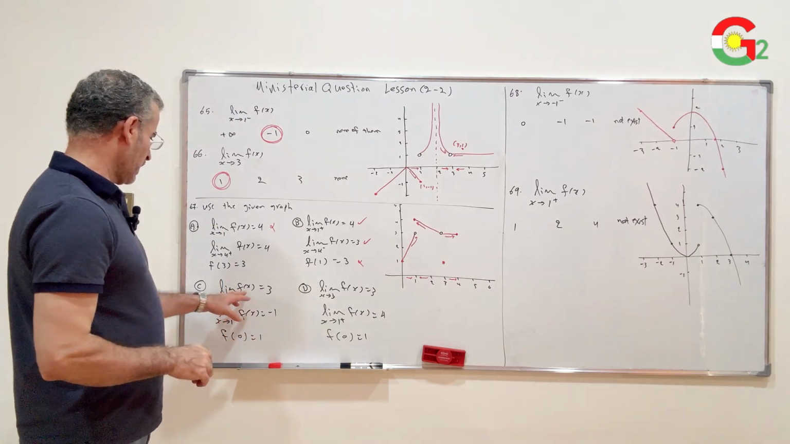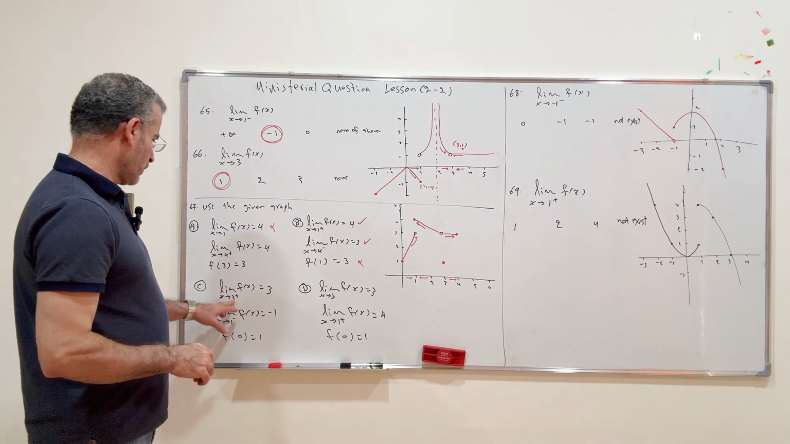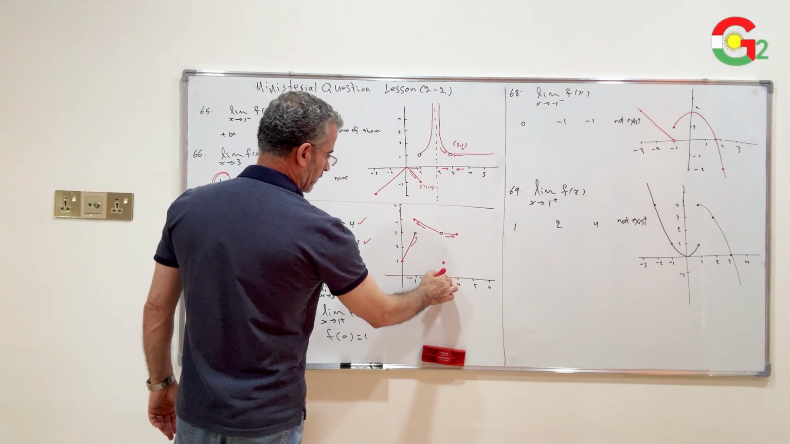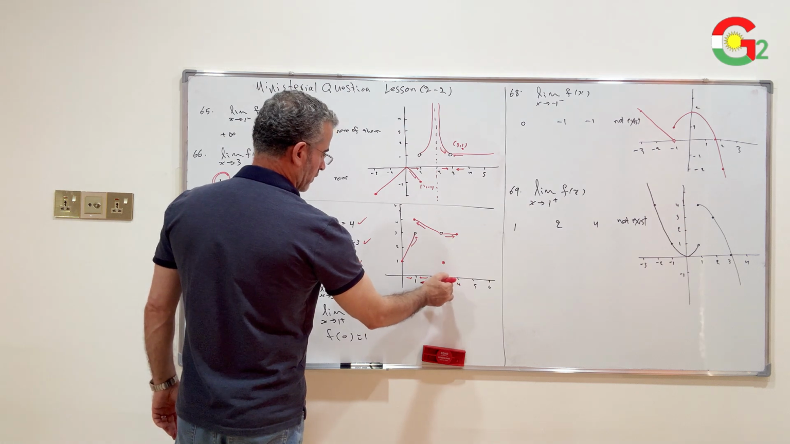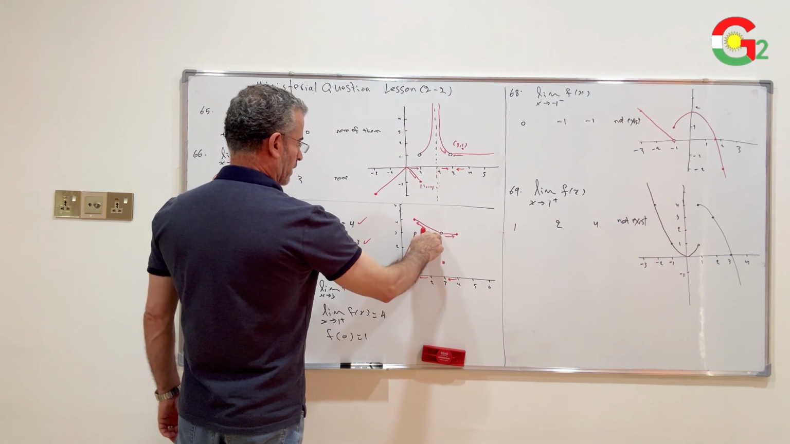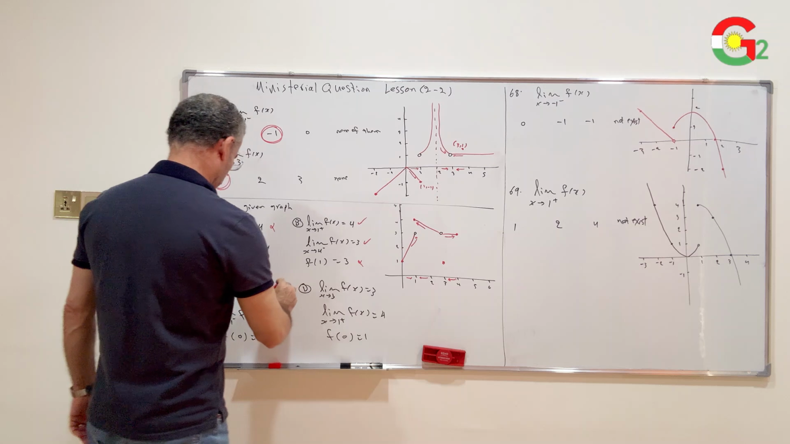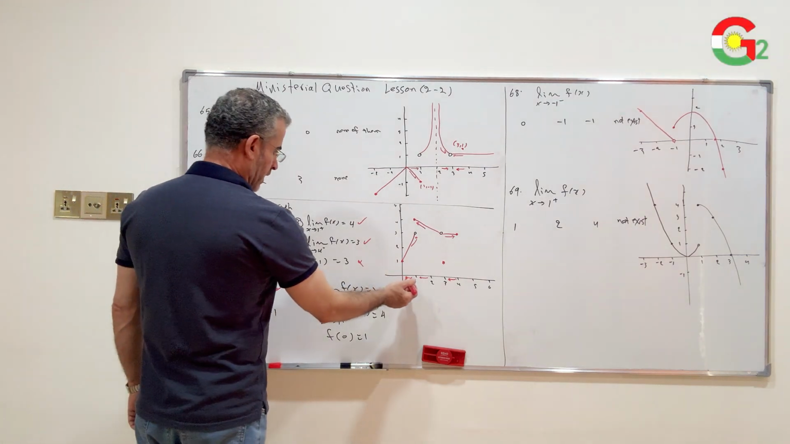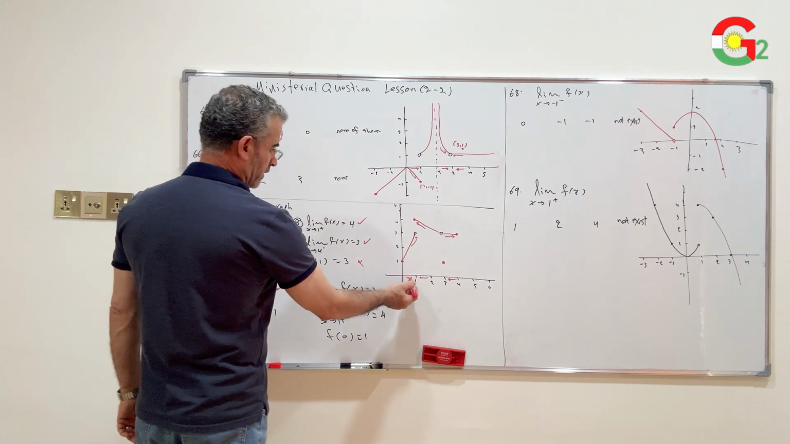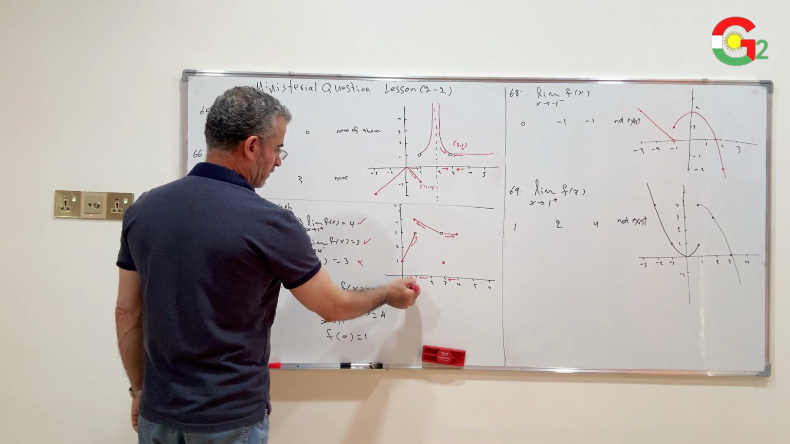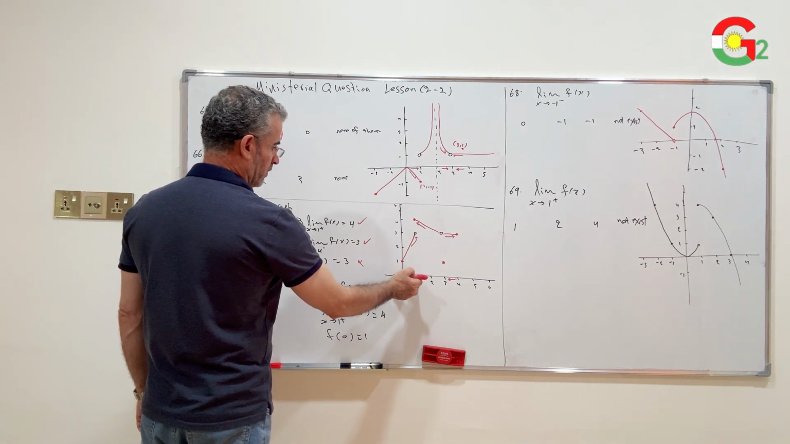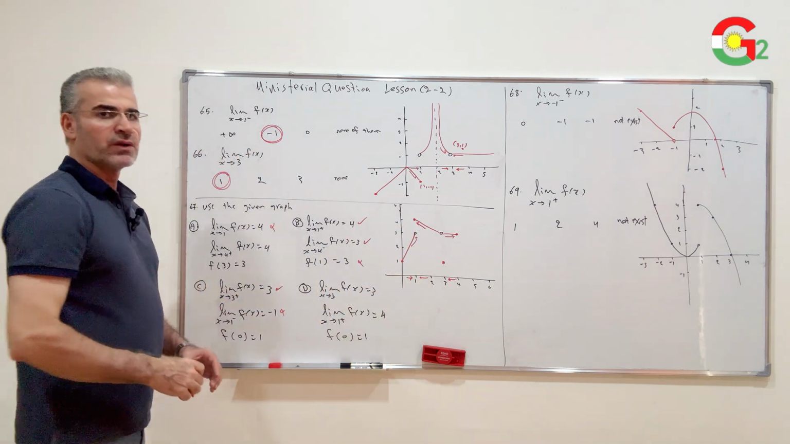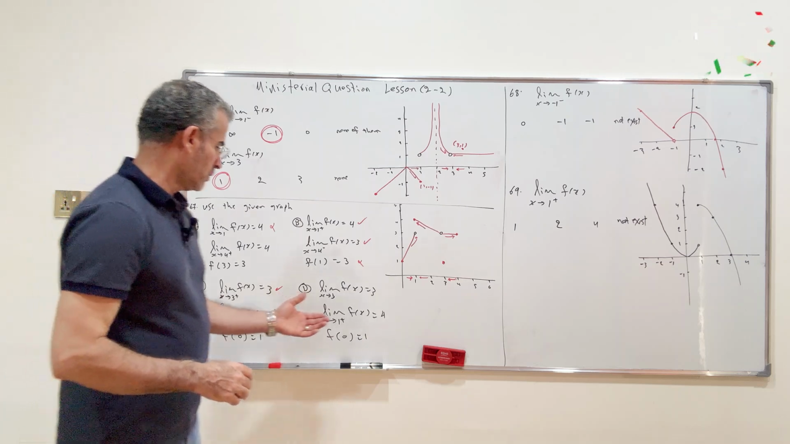Choice C. Limit f of x when x approaches 3 from the right is 3. This is 3, this is the right of 3. When x approaches 3 from the right, the limit is 3. True. Limit f of x when x approaches 1 from the left is -1. This is 1, this is the left of 1. When x approaches 1 from the left, f of x goes to 3, not to -1. So this choice is also wrong.